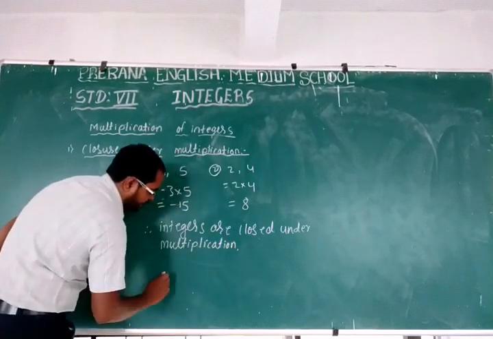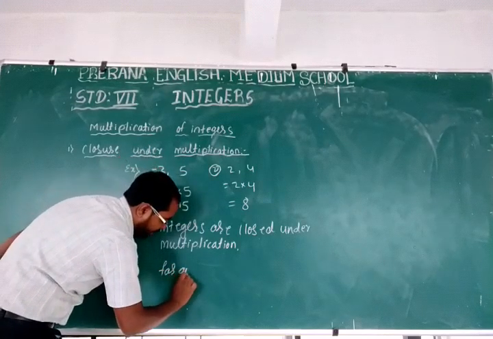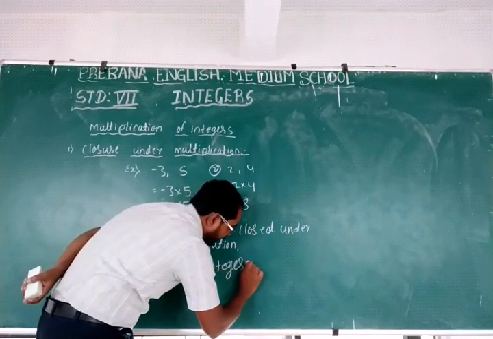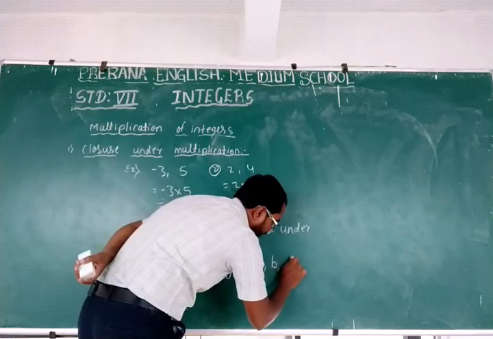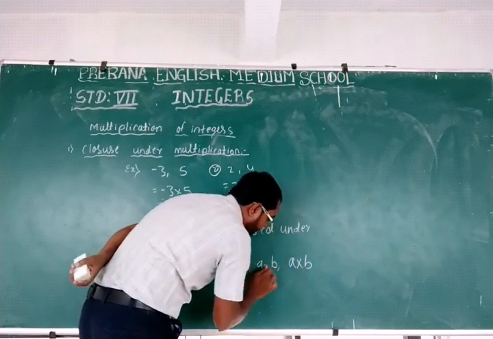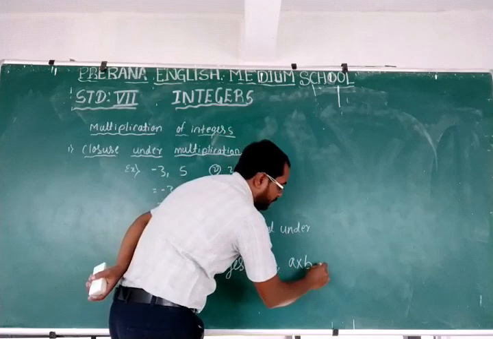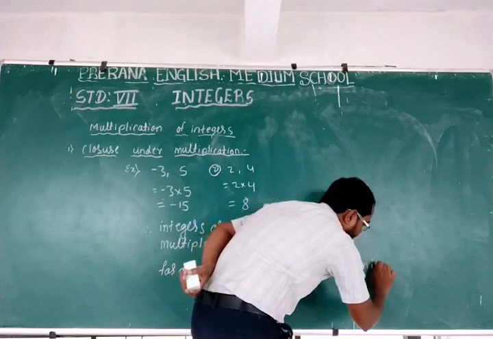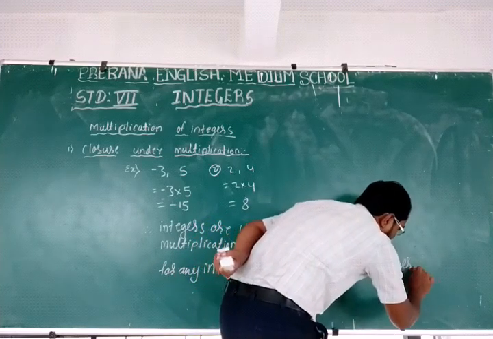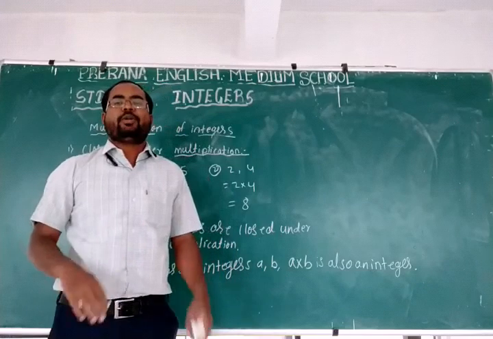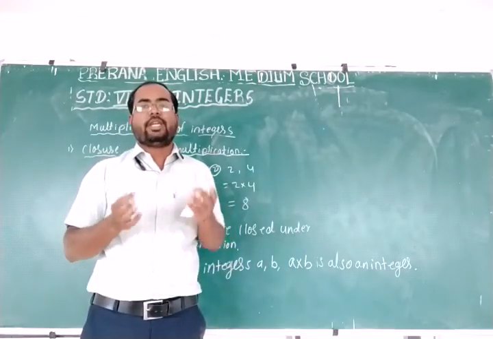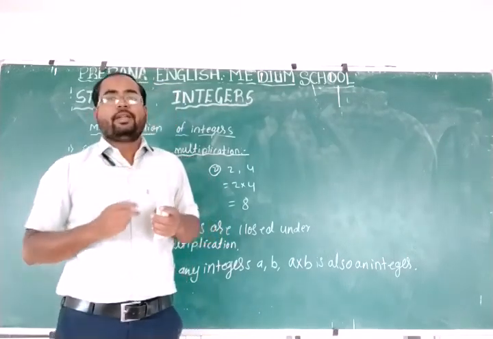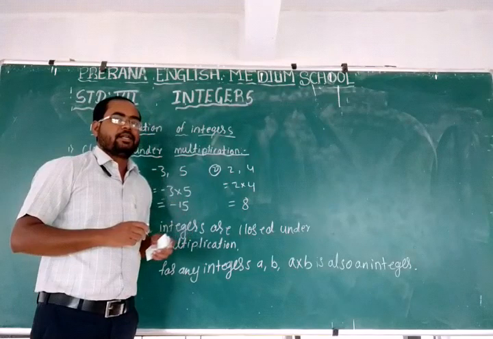And we can also say that in general, for any integers A, B, A into B is also an integer. This is very simple. Take any two integers, one positive and one negative, or both negative or both positive. You take and multiply. After you get a product, that will also be an integer.